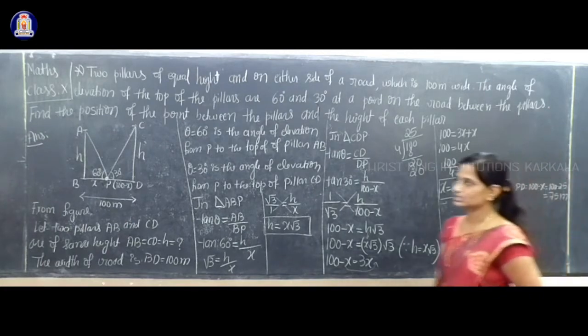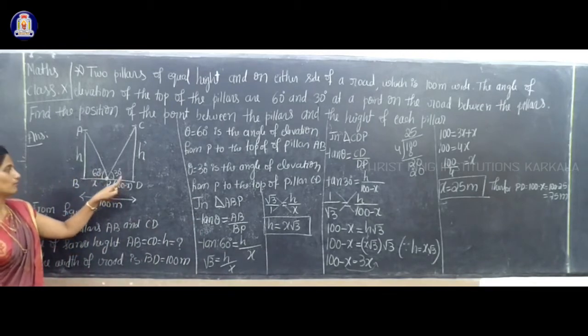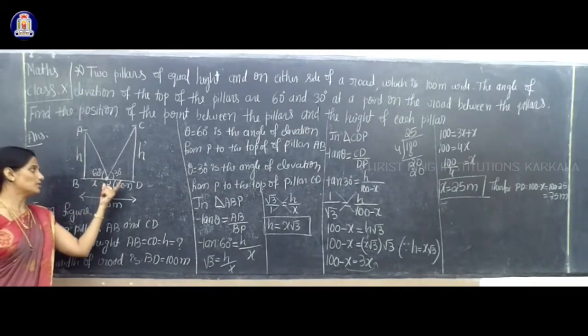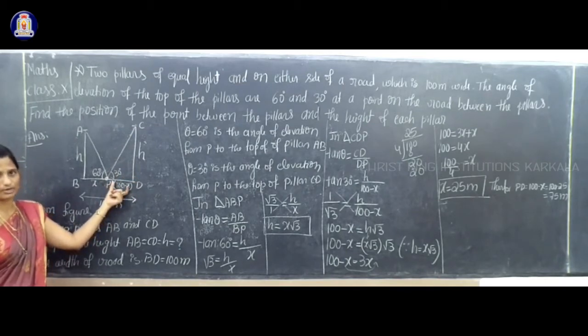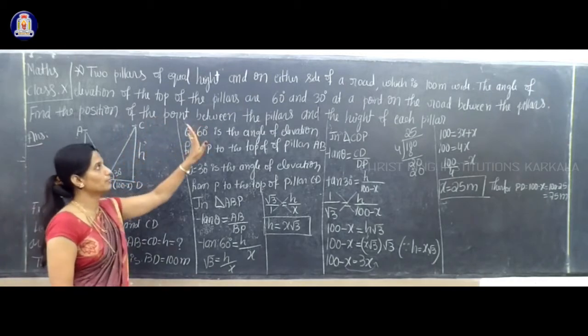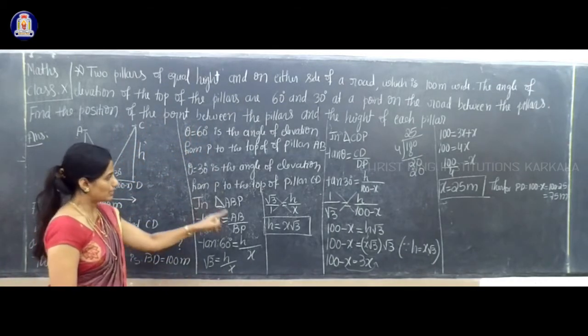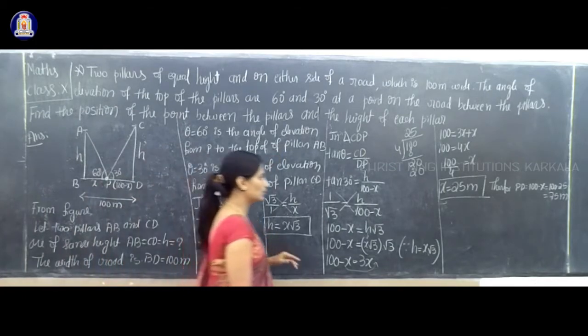That means what is this? The distance between the point P and the second pillar CD is what? 75 meter. Now we got the position of the point between the pillars. Next, what is the height of each pillar? So that we have to calculate.